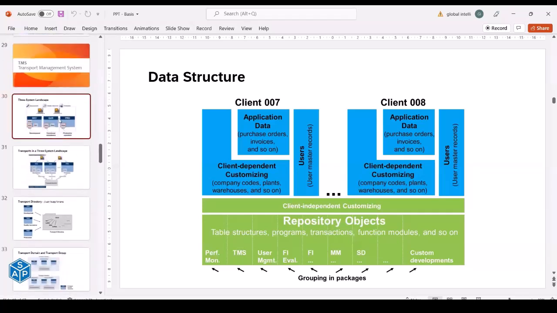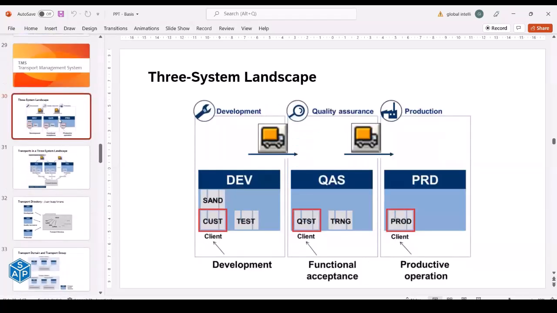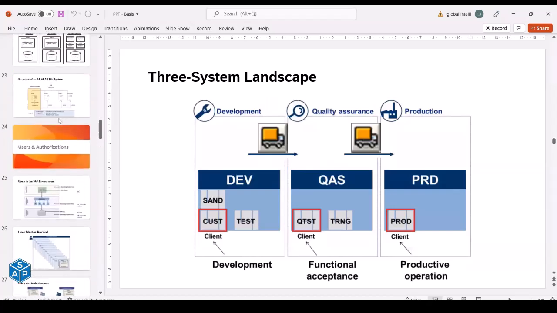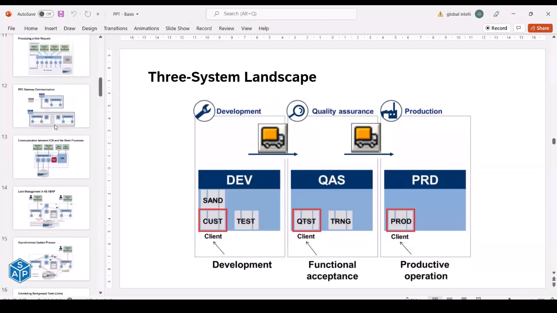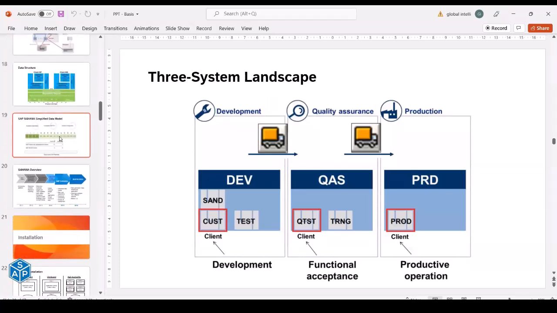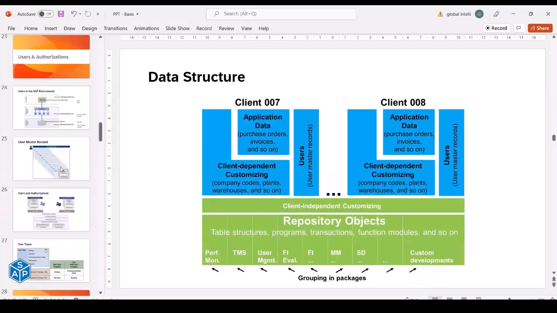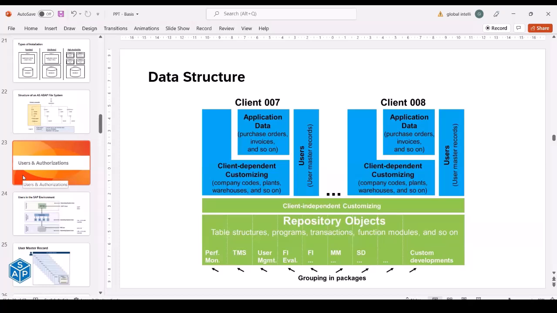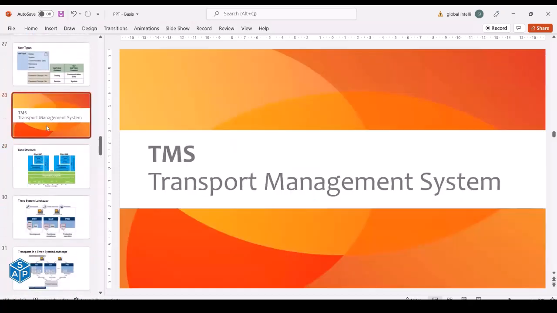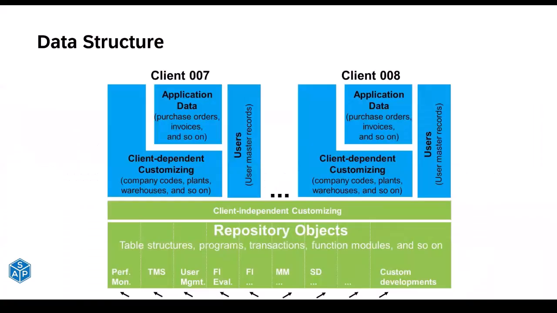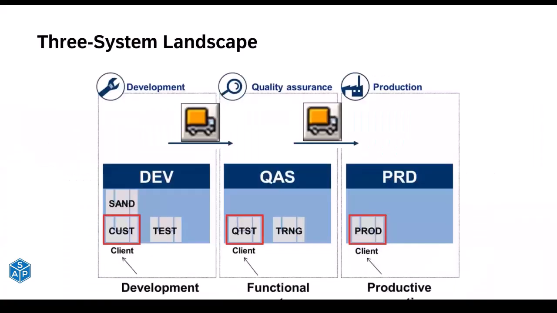Okay, so now let us come back to the same screen which we saw over here. I think it is better explained over here: TMS configuration, users and authorization. Here you can see there are different clients in different systems. In your dev system, you can see 3 clients. One is sand. Actually, this is a sandbox system.